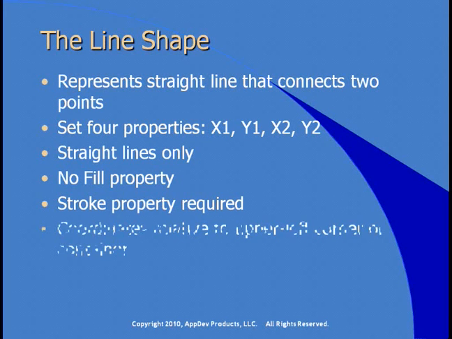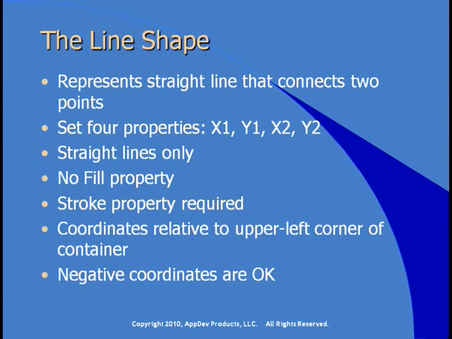this line. And the coordinates are relative to the upper left-hand corner of the container of the line. If you're placing the line into a cell, then the coordinates are relative to the upper left-hand corner of that cell. If you're placing the line into a stack panel, well, you got it. The coordinates are relative to the upper left-hand corner of that stack panel. Negative coordinates are okay. You may find it useful to start the line outside the container it's sitting in.